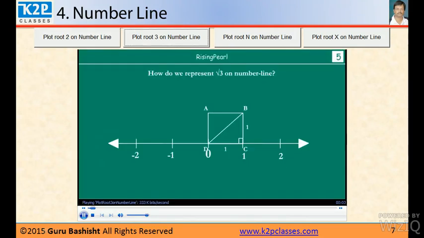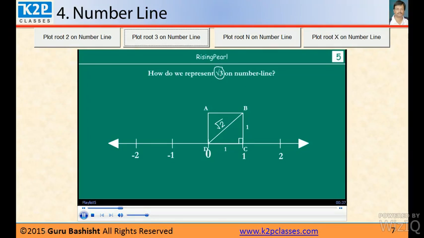Now, square root 3, how do we represent square root 3, which is again an irrational number, on a number line? So here, friends, we have already drawn a unit square ABCD on the number line. In the last example we saw that, applying the Pythagoras theorem, BD is square root 2, right? So now what do we do, friends? Now we have to show square root 3, right? We have to find out square root 3.